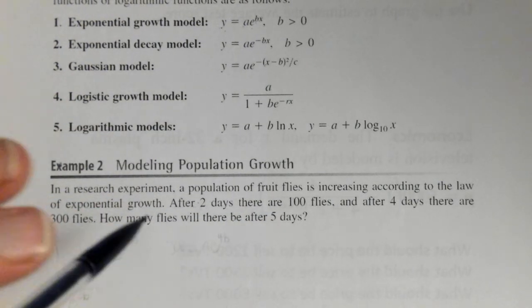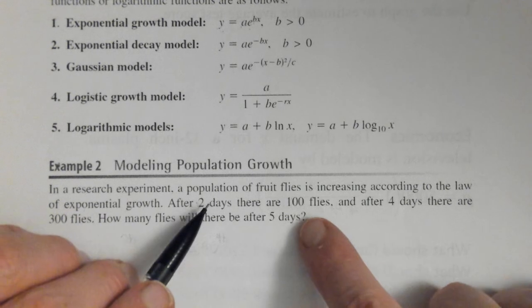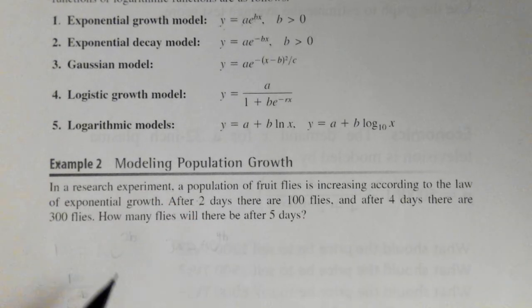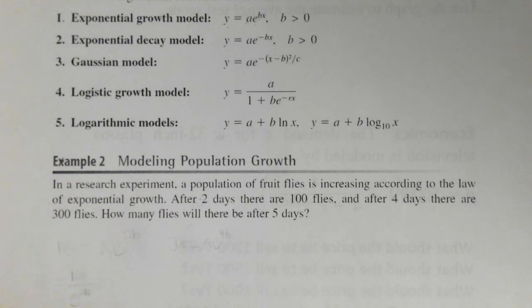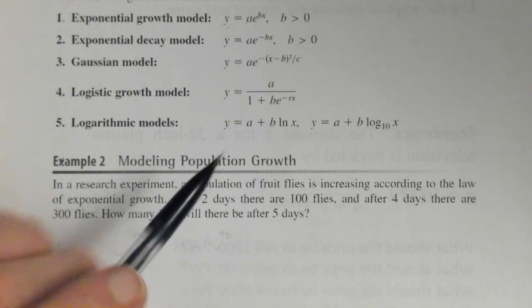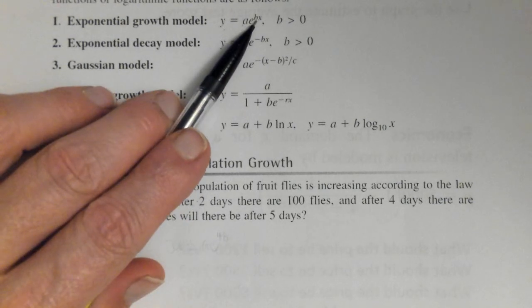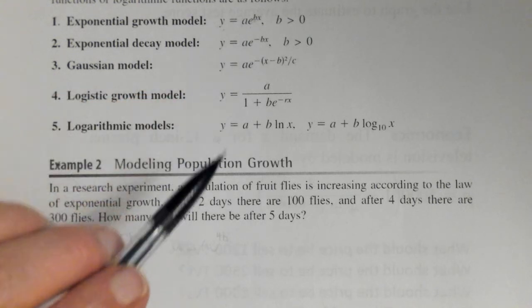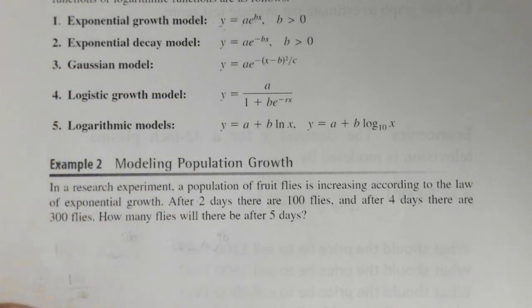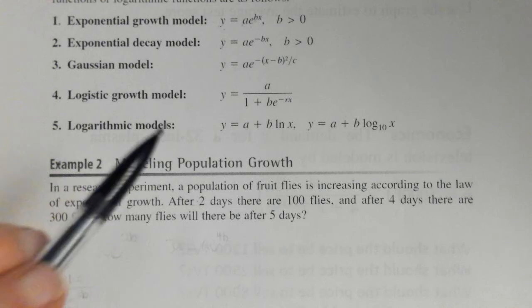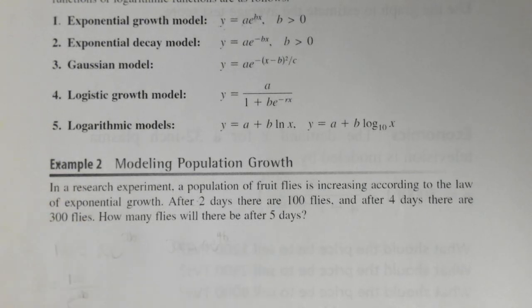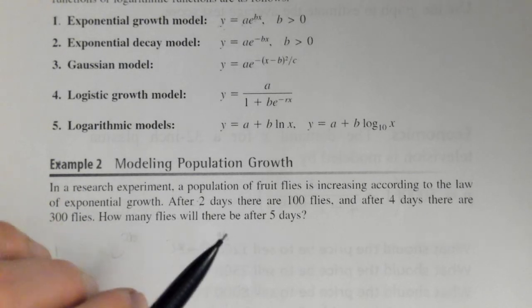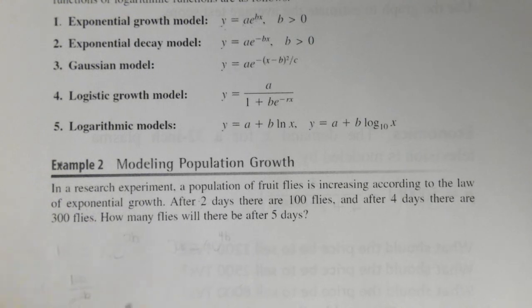So here's what our strategy is going to be. We're going to use the 2 sets of data that they've given me to write 2 equations, and we're going to use those system of equations to solve for the a and the b. Once I solve for the constants a and b, then I can plug those back into the original equation and use that equation to see how many flies there'll be after 5 days. So that's kind of an overview of the strategy, and so here's how it works.